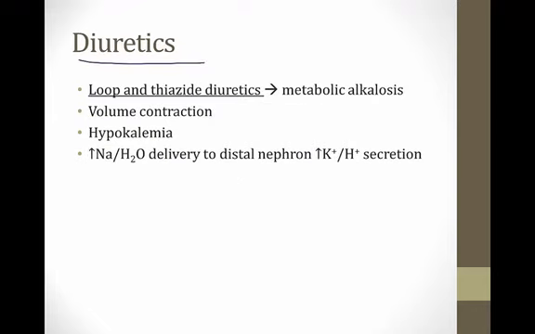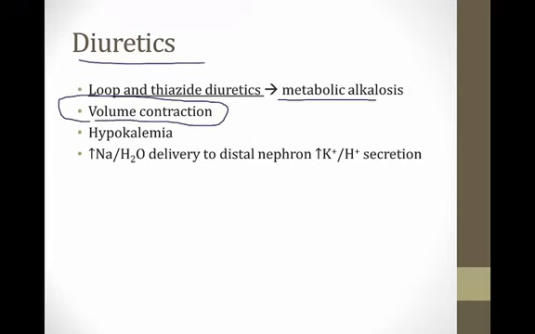Diuretics are another cause of a metabolic alkalosis. So both loop and thiazide diuretics lead to a metabolic alkalosis. The first way they do this is through volume contraction, like we just discussed. They activate the renin-angiotensin-aldosterone system, and that leads to an alkalosis.